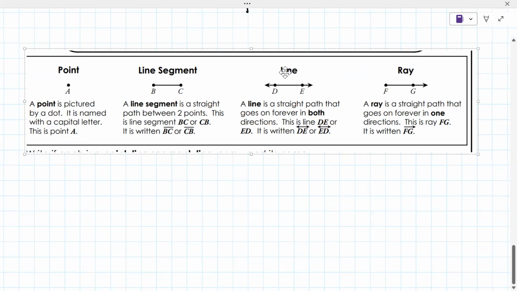Lines, which extend infinitely in both directions, can also be labeled with two letters, DE or ED, but they go forever in both directions and they have to have the arrows. Rays are the exception. It has to be from the starting point, the fixed end, in whichever direction it's going. That's the big difference. It's only FG, only FG. Oh, I see. It's not GF. That's the big distinction between them.